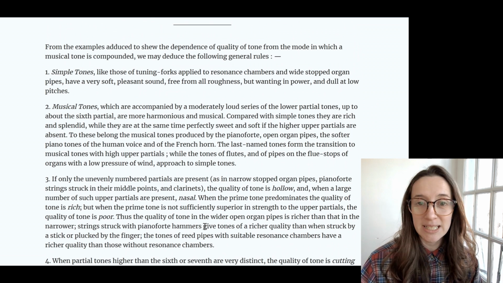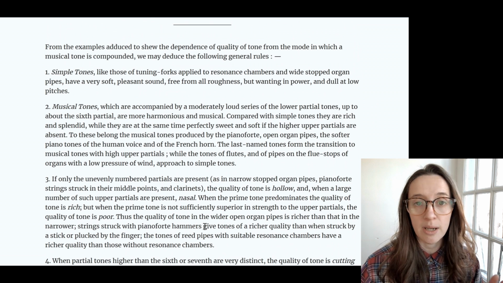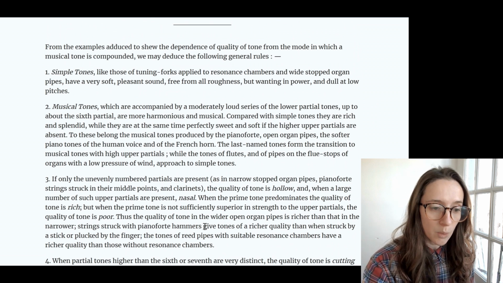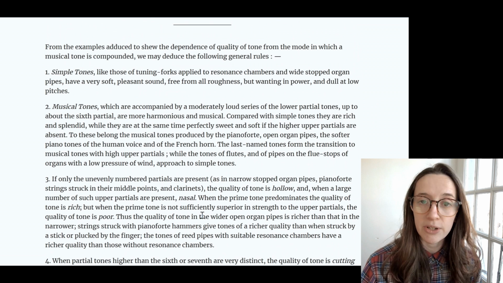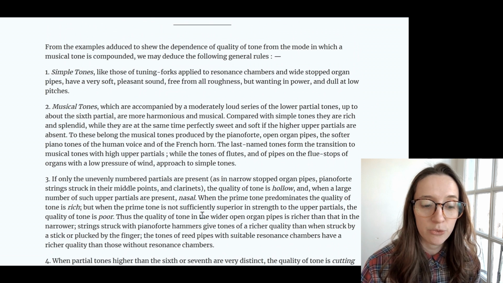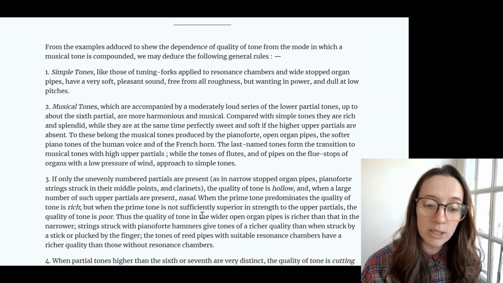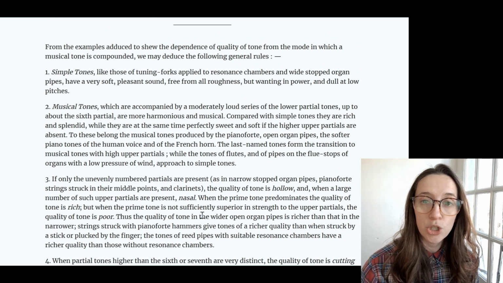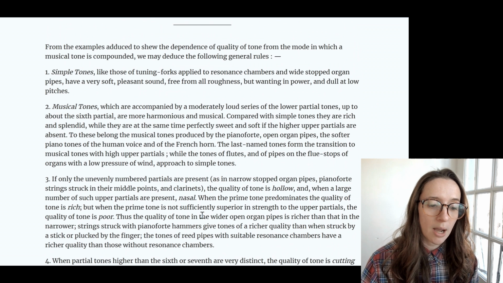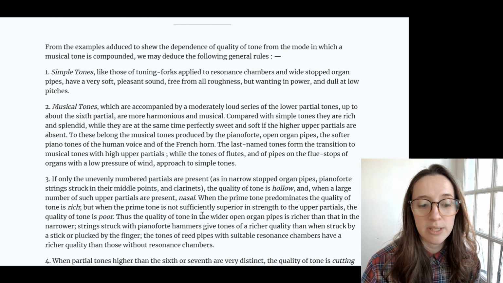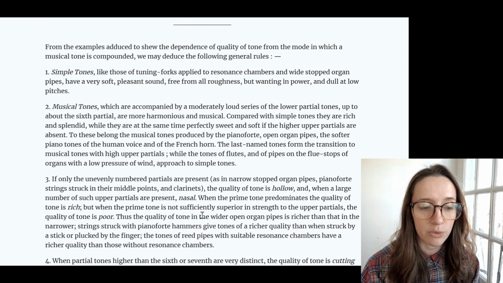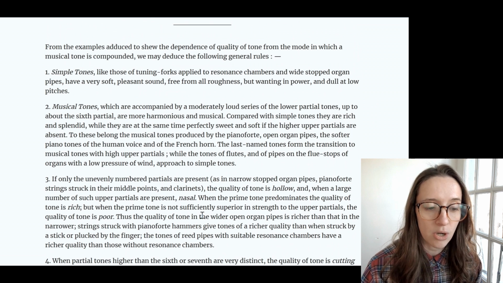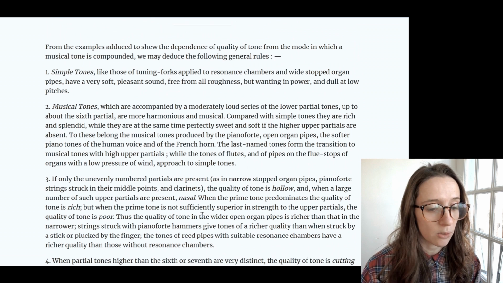Helmholtz has distilled it down into some general rules about quality of tone. 1. Simple tones have a very soft, pleasant sound, free from all roughness, but wanting in power, and dull at low pitches. 2. Musical tones which are accompanied by a moderately loud series of the lower partial tones, up to about the sixth partial, are more harmonious and musical.